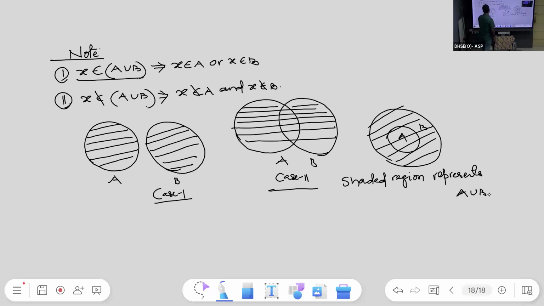Right? So guys, from the figure, tell me in which case A union B will be maximum: in case 1, case 2, or case 3. In case 1, A union B will be maximum. This is the maximum case. And this is the minimum case. A union B is minimum in the third case.